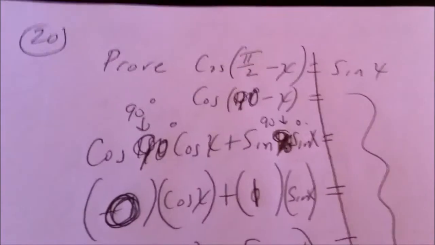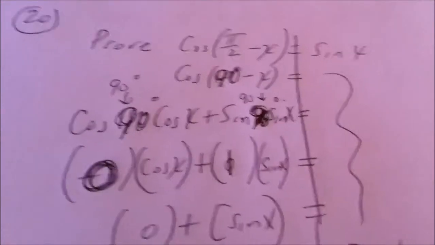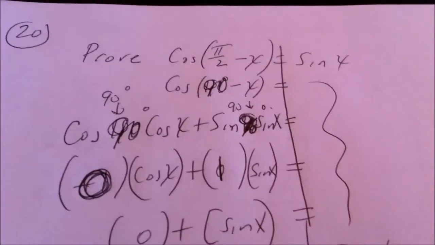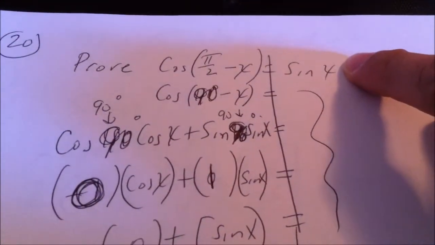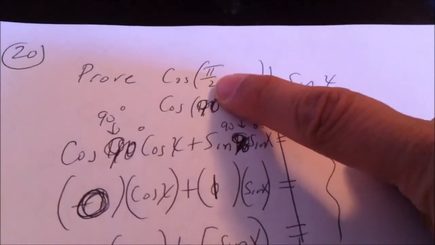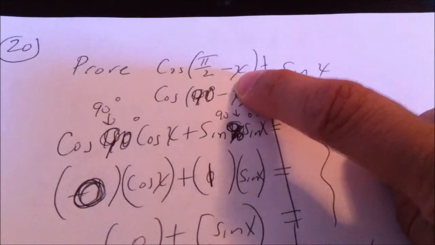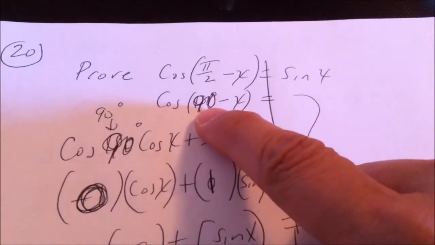For number 20 and 21, they were a little bit more advanced. Forgive my writing here. I didn't have time to rewrite it. This is like a proof. And you're taking the cosine of an a minus b and proving that it's equal to sine of x. And it's not just a minus b, it's pi over 2 minus x. And pi over 2 we know, of course, is 90.